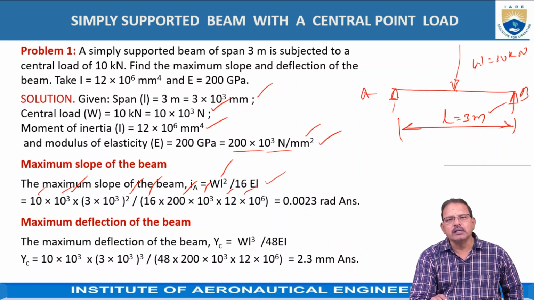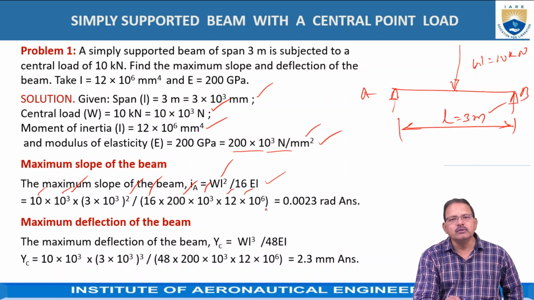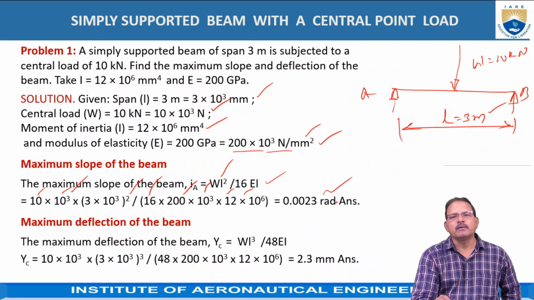Just substitute the values here now. Finally, on doing the calculations, we got 0.0023 radians. This is the slope of the beam at A and B, both are equal in magnitude.